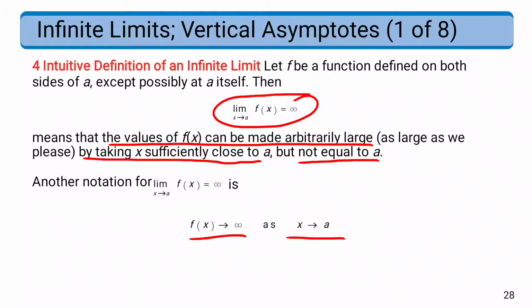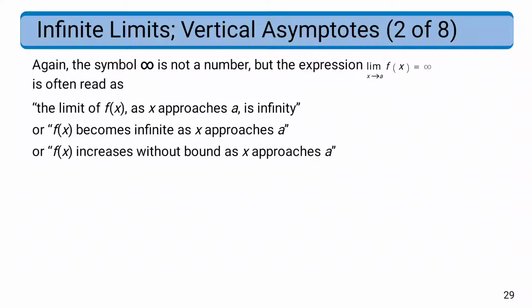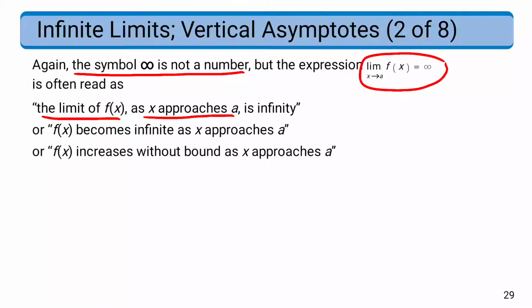Then we'll use this sign, which is an infinity. Be careful, this symbol is not a number, but the expression, the limit of f of x is infinity as x goes to a, can also be read as the limit of f of x as x goes to a is infinity. Or another person can say f of x becomes infinite as x approaches a.